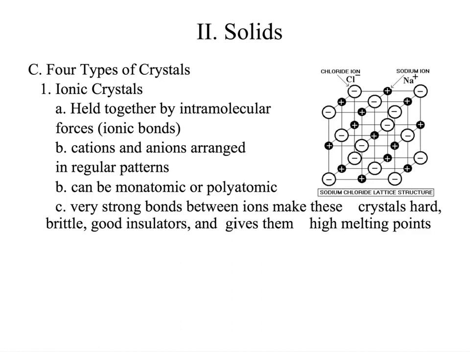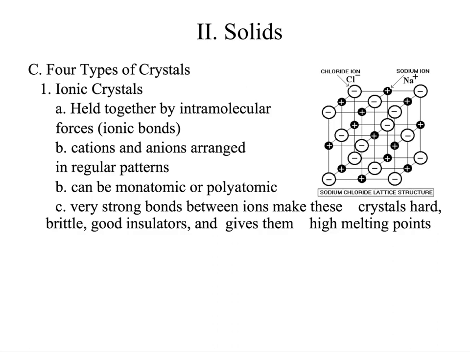There are 4 different types of crystalline solids. The first one is ionic crystals. Ionic crystals are held together by intramolecular forces. The intramolecular force that they're being held together by are ionic bonds. So in these crystals we have different ions.